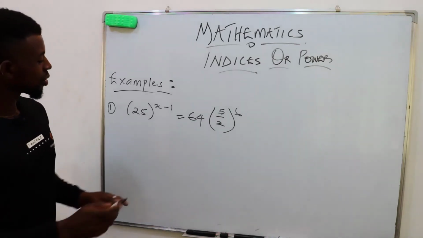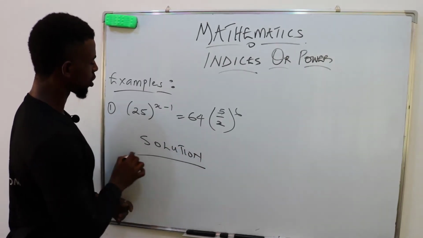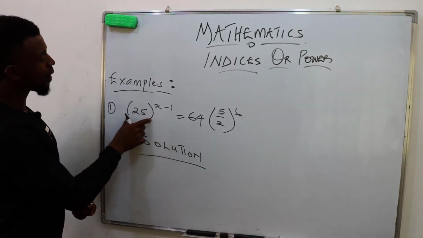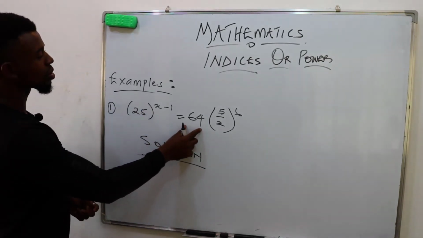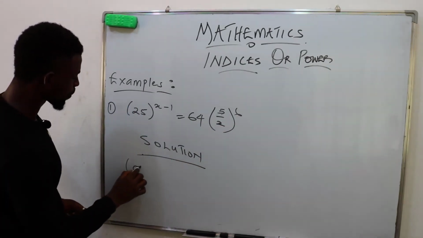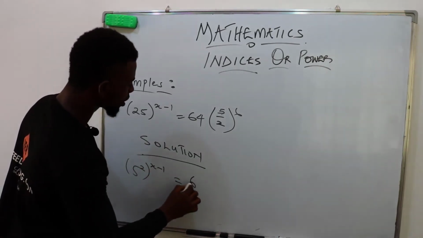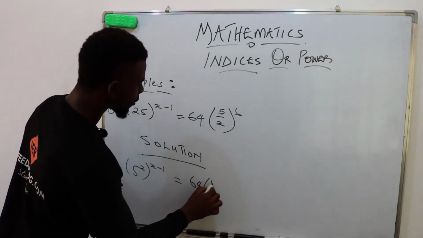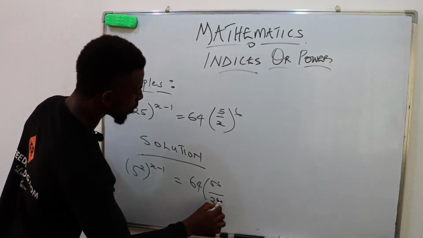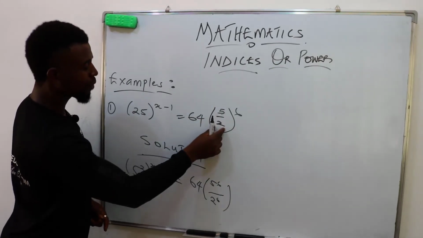Now how do we start? The first thing to do is to write down our solution. We have 25 raised to the power of x minus 1 equals 64 times this raised to the power of this. Now we know that 25 is 5 raised to the power of 2. Then 5 over 2 raised to the power 6 is 5 raised to the power 6 all over 2 raised to the power 6. So this means that this power is for my numerator and for my denominator.